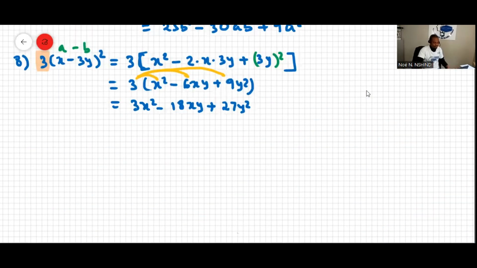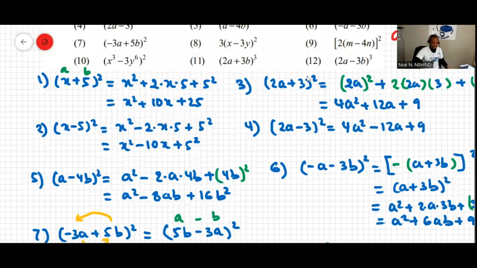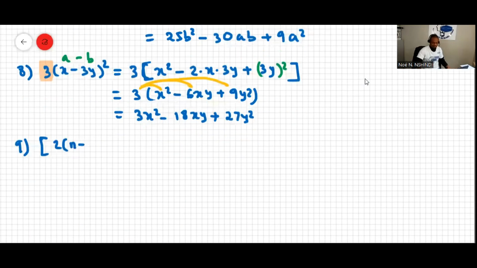Question 9 is like 2, m minus 4n like this to the power of 2. Now I was saying we have 2 which is within the square bracket here, and then the square bracket is raised to the power of 2. So the power of 2 is also for the 2 as well as for what is inside the round bracket.